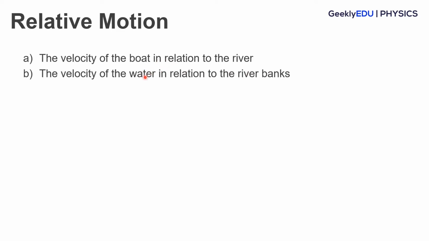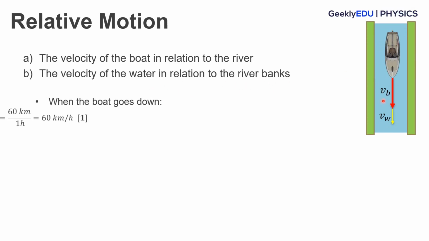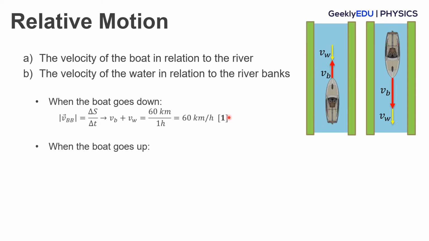Okay, so let's start answering letters A and B of the problem: the velocity of the boat in relation to the river and the velocity of the water in relation to the riverbanks. When the boat goes down, we can add the velocity of the boat and the velocity of the water. In this case, the sum of both velocities equals the variation in space divided by the variation in time, so we have 60 kilometers per hour. When the boat goes up, we subtract both velocities, so it's the velocity of the boat minus the velocity of the water. In this case, we have 60 kilometers in 2 hours, so we have 30 kilometers per hour.